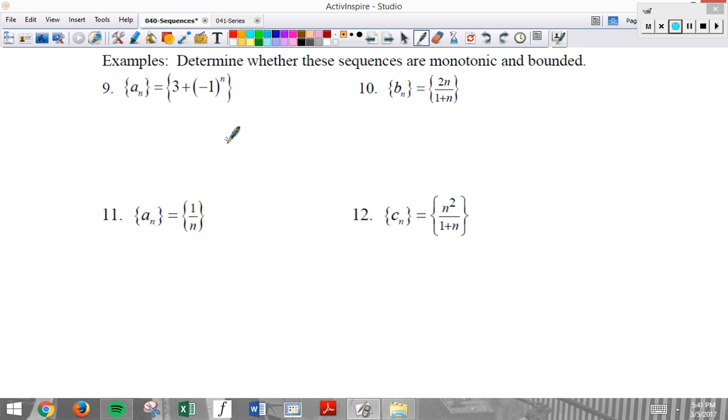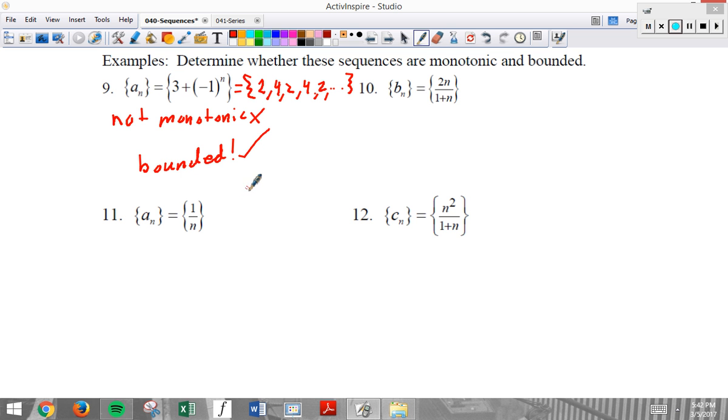So determine whether these sequences are monotonic and bounded. So this should look familiar to you. In case you forgot, this was this guy. 2, 4, 2, 4, 2. So, is this monotonic? Well, it increases, so it's non-decreasing. Oh, but then it decreases. Increases, decreases, increases. Okay, definitely not monotonic. It goes both ways, up and down, up and down, up and down. But it is bounded. Yes, bounded. How's it bounded? Well, it's always below or equal to 4, and it's always above or equal to 2. Okay? B. As always with these questions, it helps to just write out some terms.